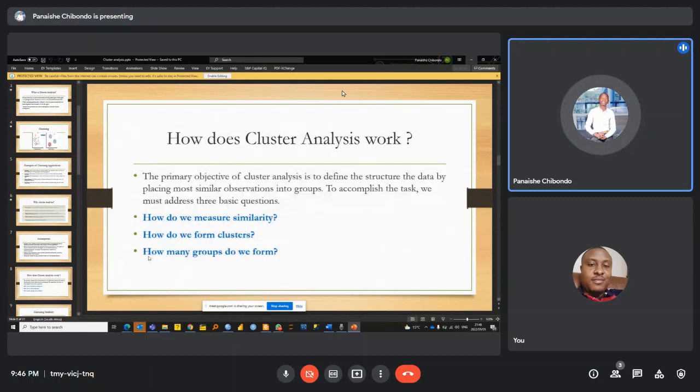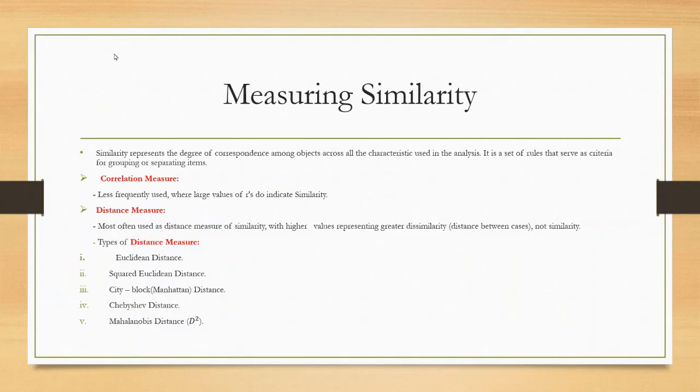Okay, so this slide just gives us an overview of how cluster analysis works. The primary objective of cluster analysis is to define the structure of the data by placing most similar observations into groups. To accomplish the task, we must address three basic questions. How do we measure similarity? How do we form clusters? How many groups do we form?